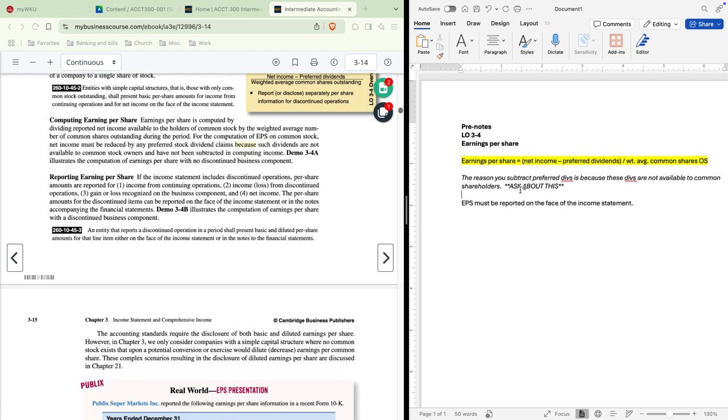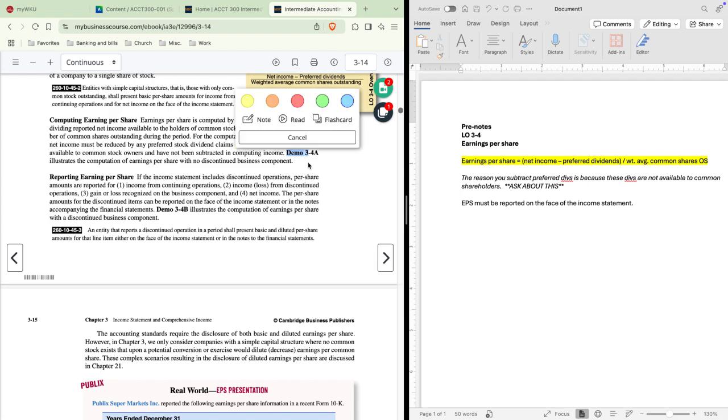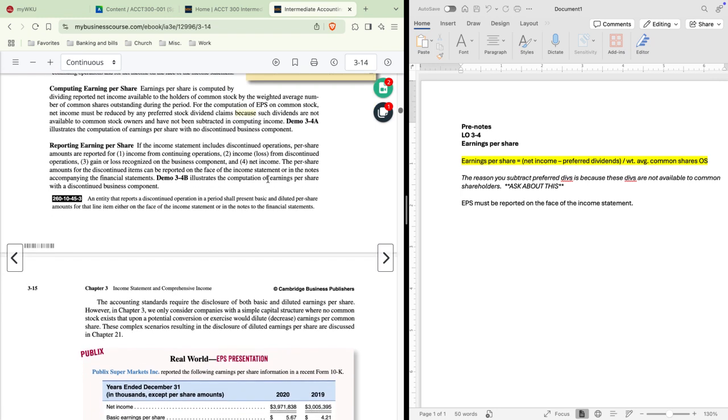In difficult classes, you're always searching for the deeper level of understanding. That's what makes the class difficult, is that you're expected to go beyond surface level memorization and work at these deeper levels. So when I'm going through a text, words like because are really important to me. All right. Demo 3.4 illustrates, so that's just saying there's a practice problem below. Okay, I know that already.